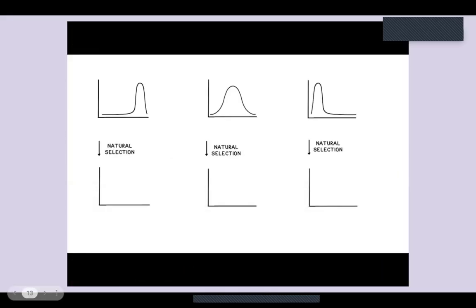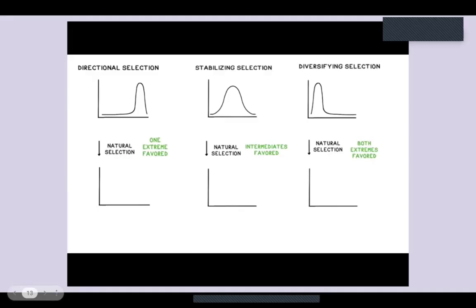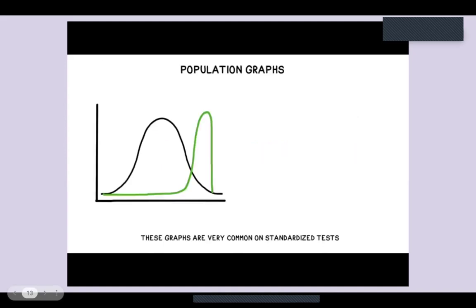Now on to the types of natural selection. There are three categories of natural selection: directional selection, where one extreme is favored; stabilizing selection, where an intermediate is favored; and diversifying selection, where both extremes are favored simultaneously. These can be a bit difficult to envision, so we're now going to go over an example and a graph for each one. You might see graphs like this on various standardized tests. They're very popular on exams like the AP, the IB, the A-level, etc.